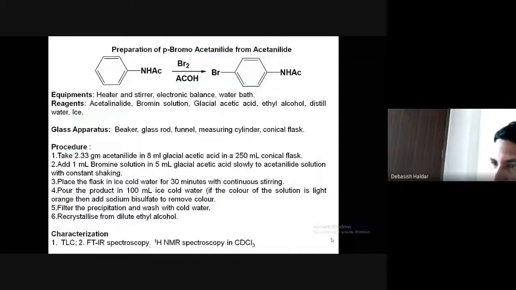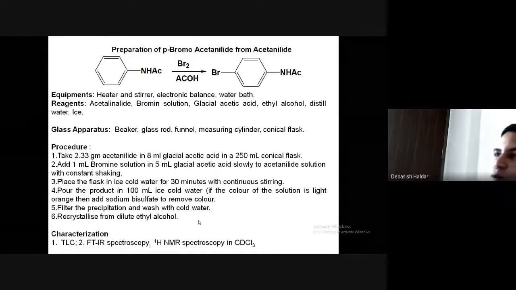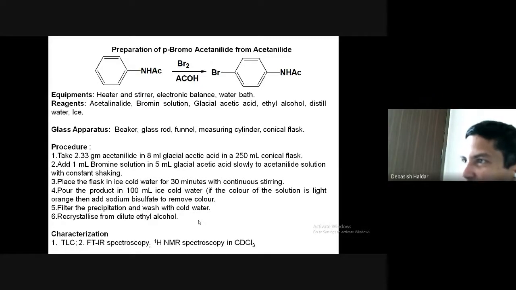So for today's experiment, we are going to prepare para-bromoacetanilide from acetanilide. Para-bromoacetanilide was very important before we developed para-acetaminophenol, that is Calpol or paracetamol. This compound was used when we had a fever previously, when we did not have paracetamol. It is also a precursor for other pharmaceutical products.